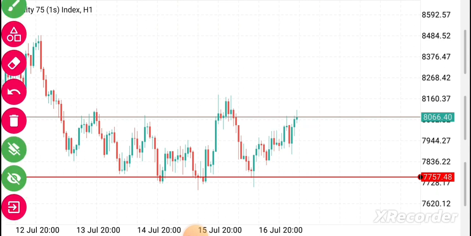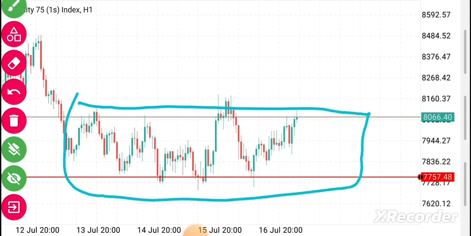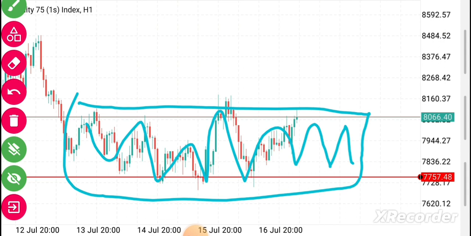We see the market is not trending, it's just making equal highs and equal lows at the zone. Are you getting it? The market is accumulating. So how are we going to take this opportunity of the consolidation?